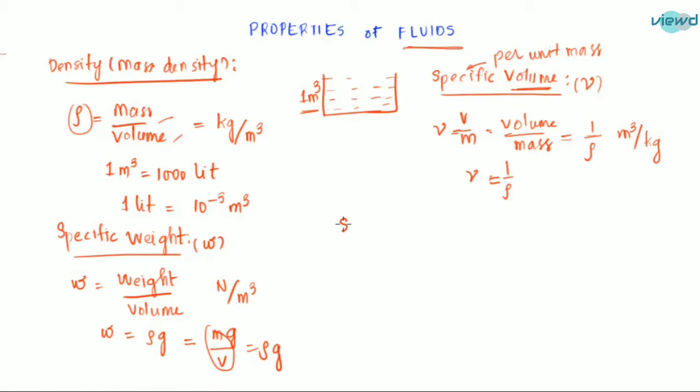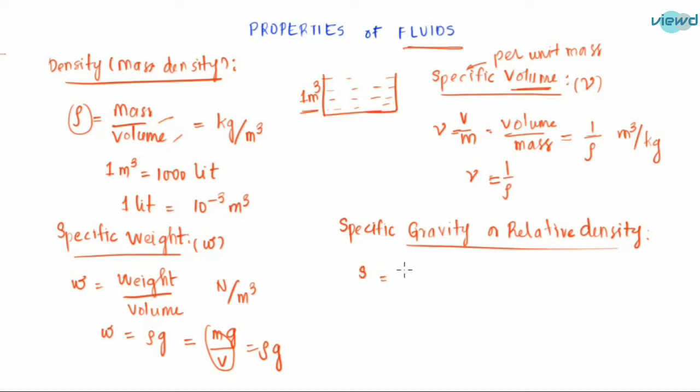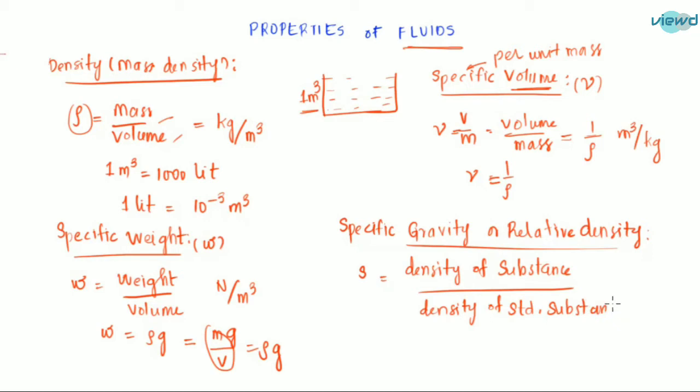And next is specific gravity, which can also be called relative density. This is given by small s, and it is the density of a substance divided by the density of a standard substance or fluid.